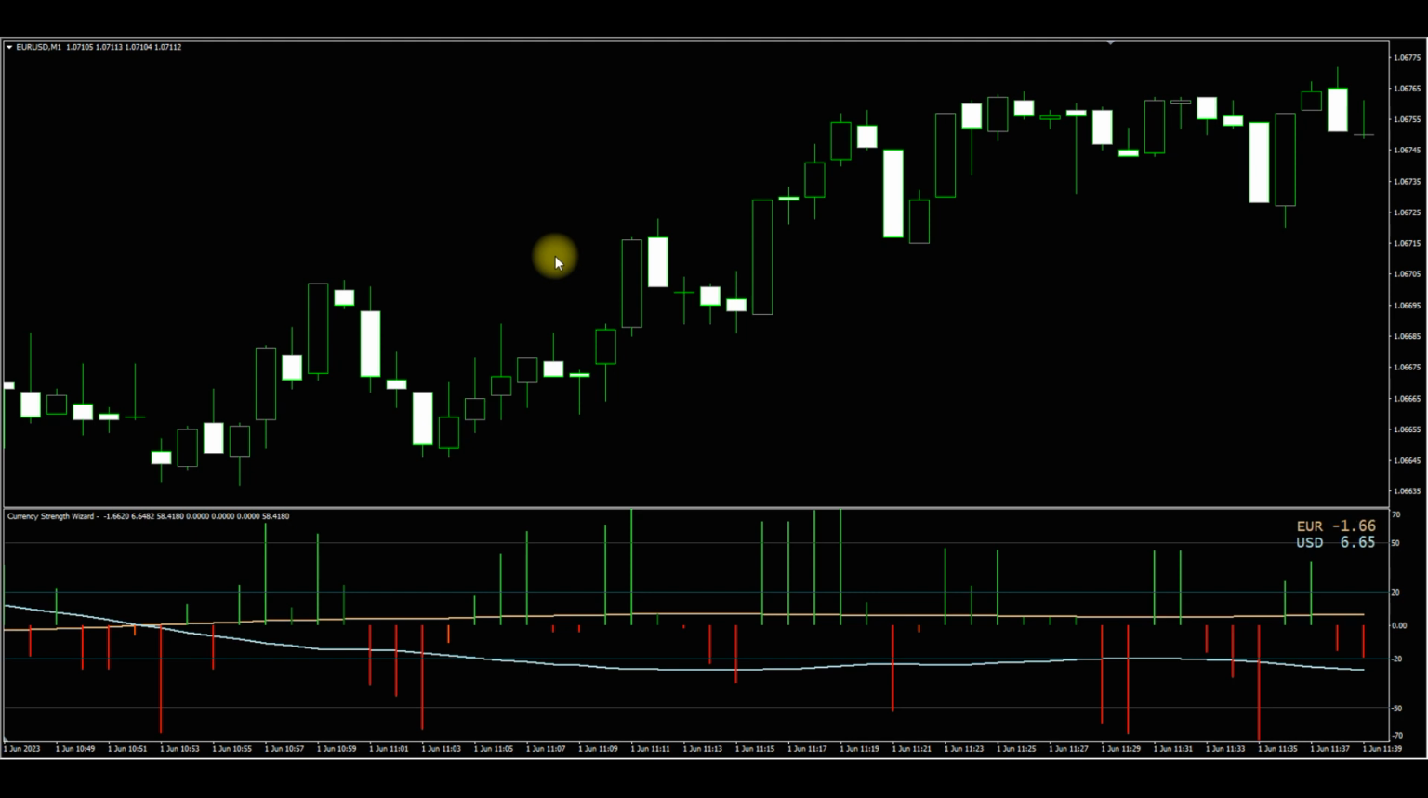I would like to tell you about my new indicator called Currency Strength Wizard. This tool is very powerful and it can actually help you stay on the right side of the market. Moreover, it helps you with entries and even exits.